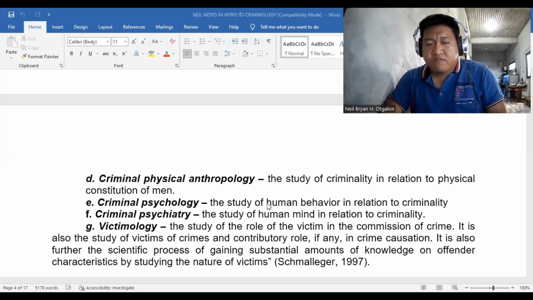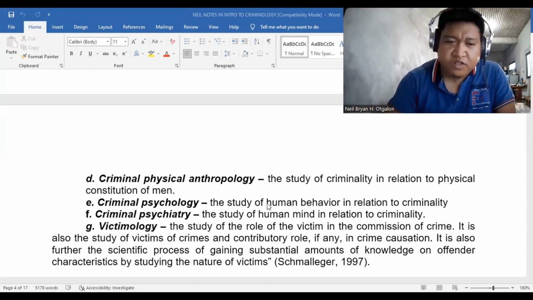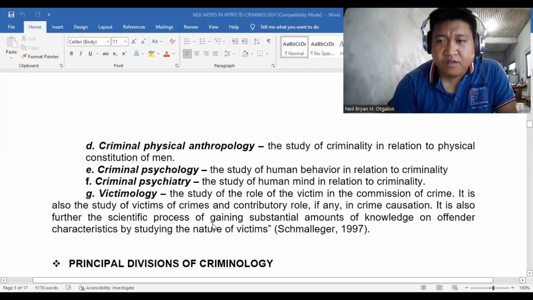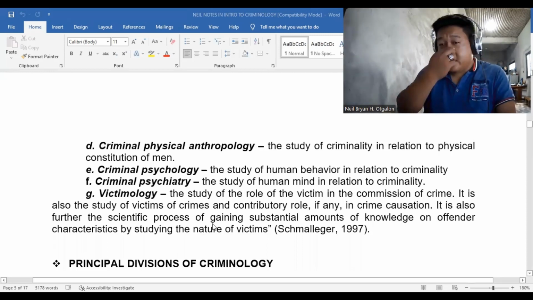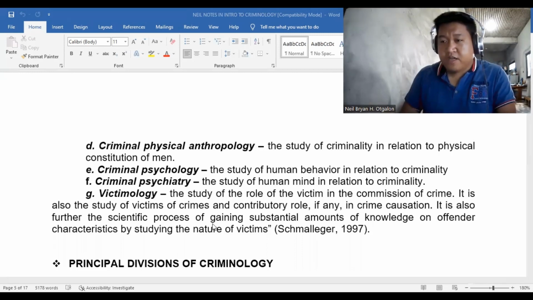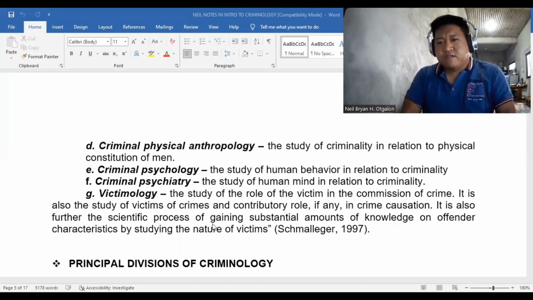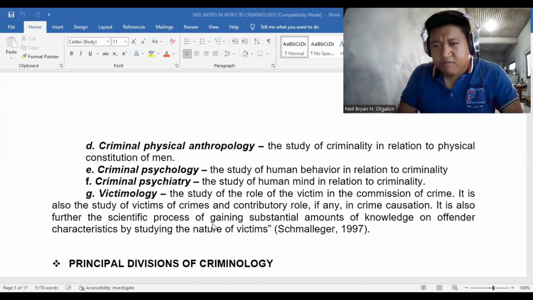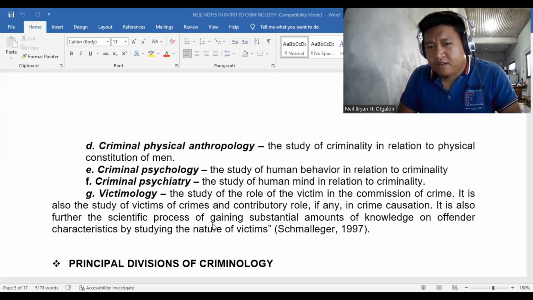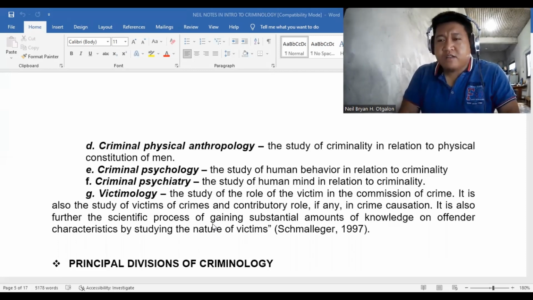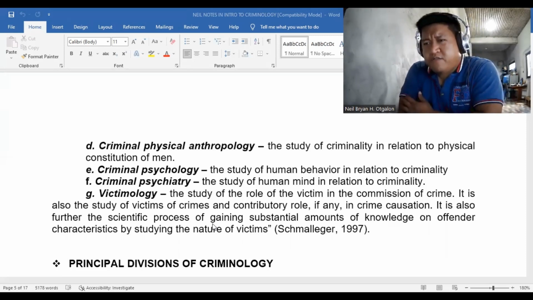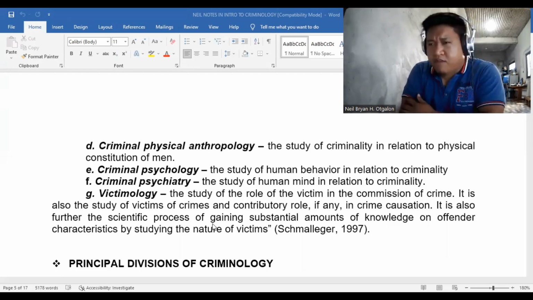Itong study na ito na victimology is a different one kasi ang target nito is not the criminal but the victim, no? This victimology, from the word itself, explains that in a whole case scenario, sometimes crimes are committed. This victimology is all about victim blaming.